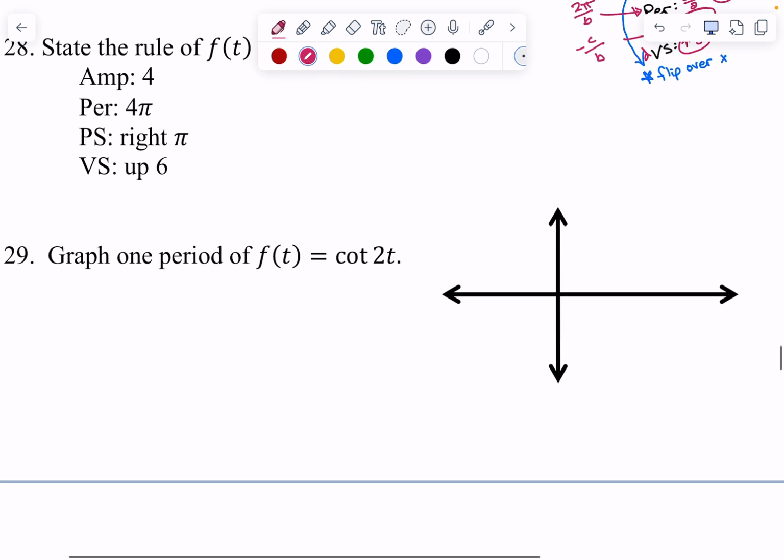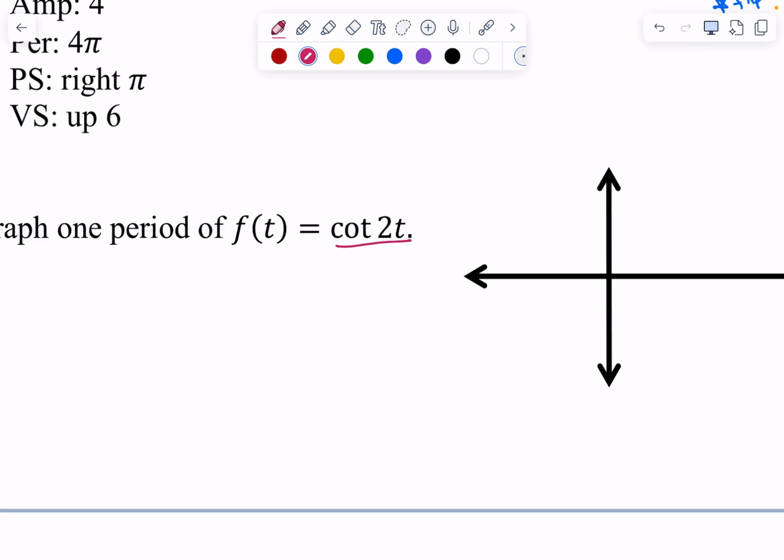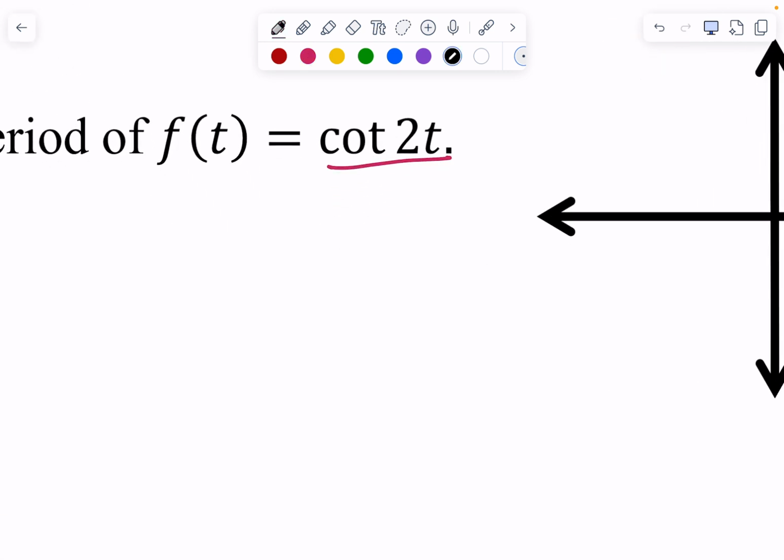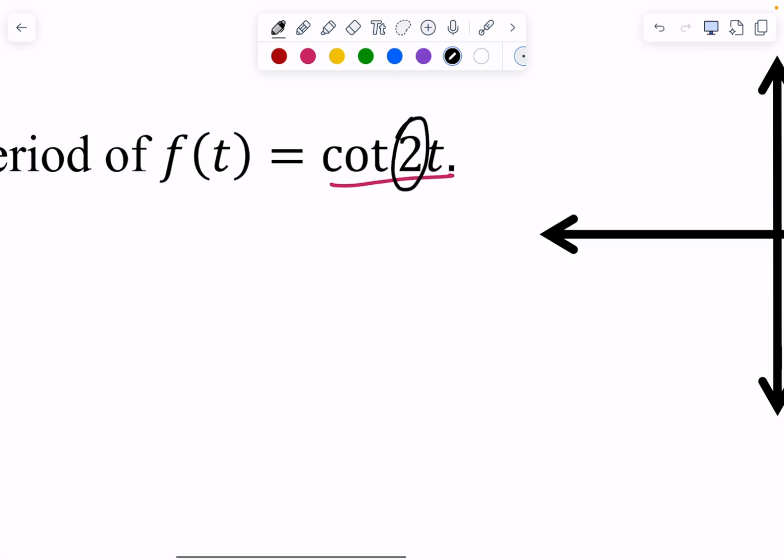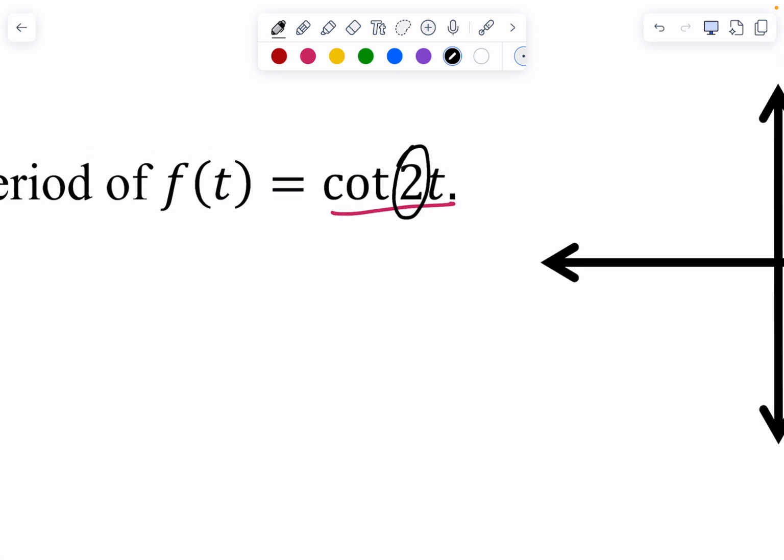Okay, let's do 29 first. Cotangent of 2t. The 2 is A, B, C, or D? B. Cotangent has a B, and B affects the period. For cotangent, the period is pi over B. But now it's pi over 2.